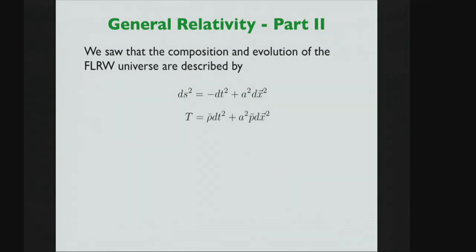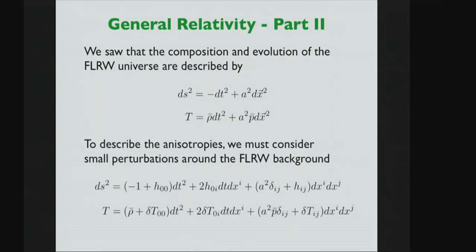Okay, to understand how to compute the angular power spectrum, we have to go back and do some more perturbation theory, general relativity perturbation theory. And what we've seen before was for the homogeneous case, we had a line element of this form, so minus dt squared plus a squared dx squared, and then a stress tensor that had a 0-0 component, which is measuring the energy density, and then a spatial component that's measuring the pressure. You have some perfect fluid.